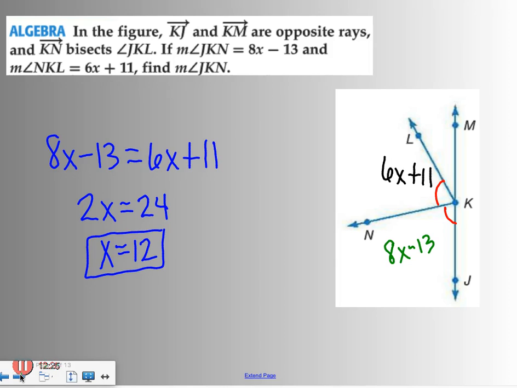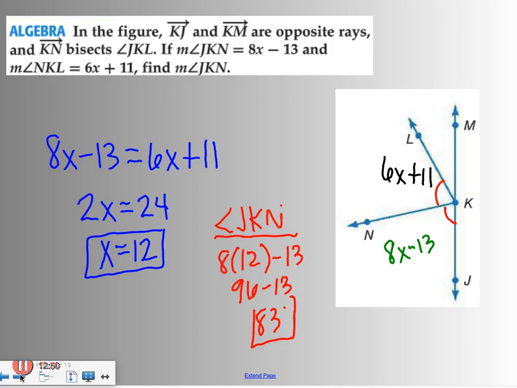Plug it in. Angle JKN is 8 times 12 minus 13. 96, this part, right? Minus 13 is 83 degrees. And to be proper, you should probably put a degree sign because that's an angle. A little degree mark. 83 degrees.